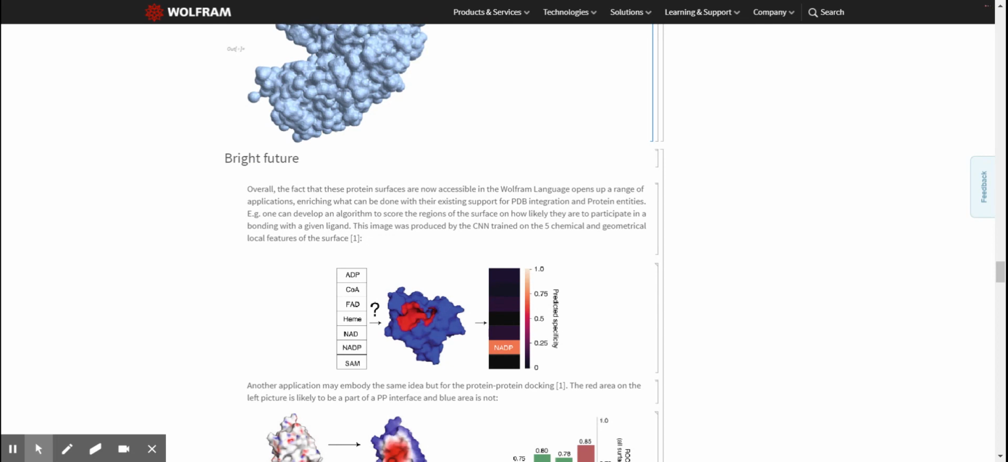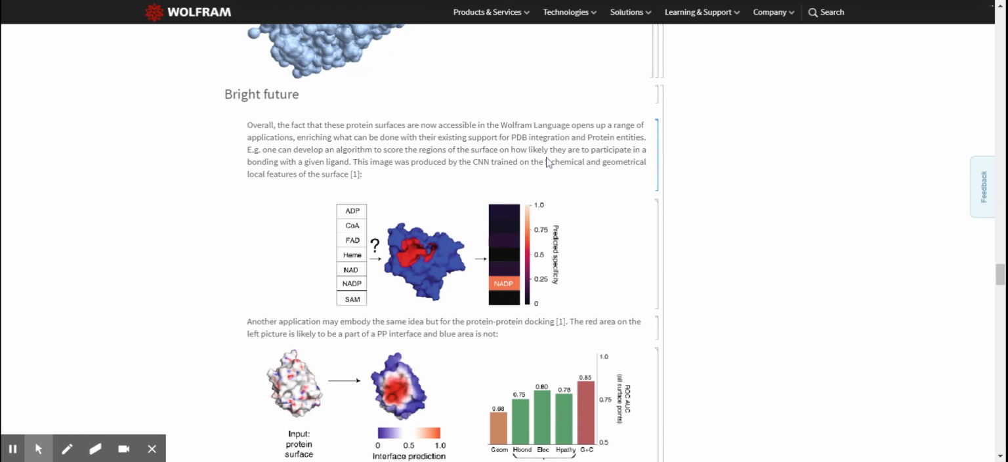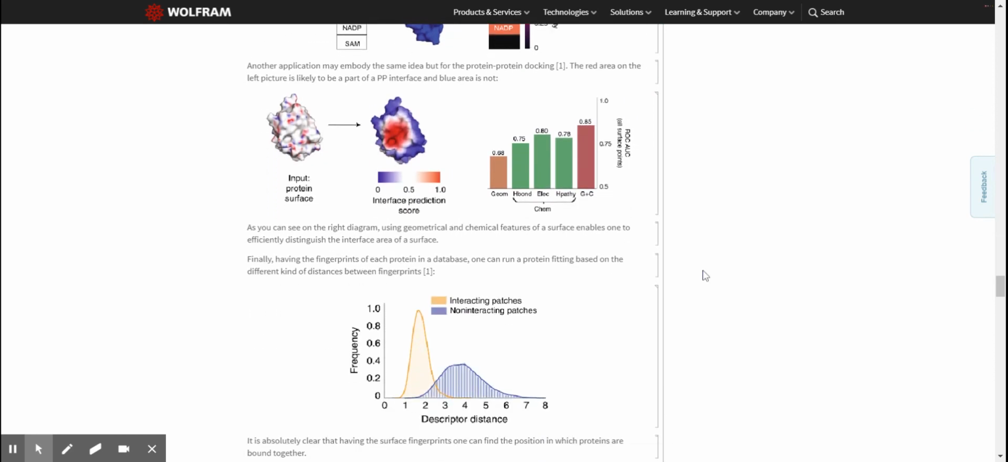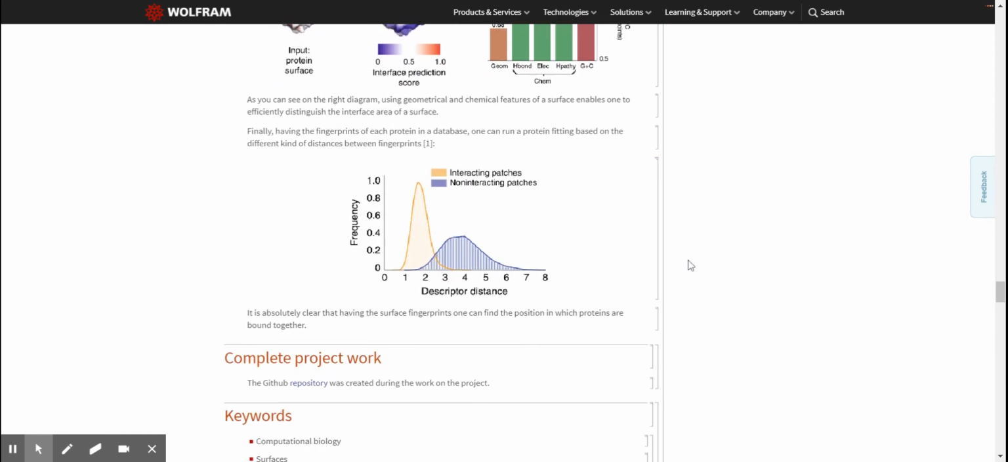For example, docking, which I mentioned. There is an article in which the authors used convolutional neural networks and protein surfaces to speed up the docking process, and we can say they succeeded. The article is again cited, so you can read it.